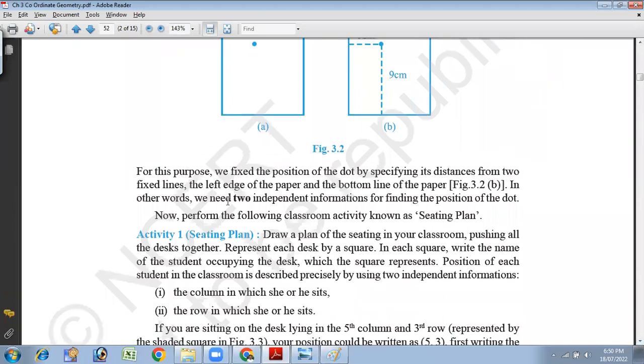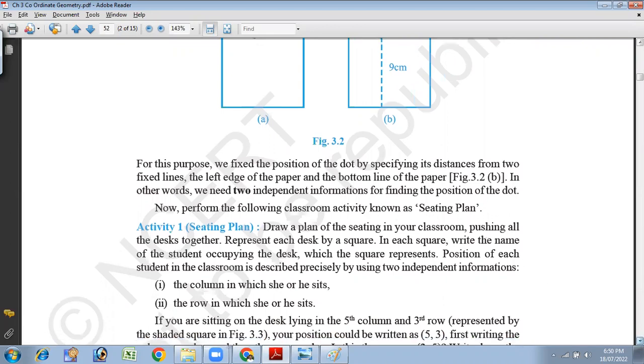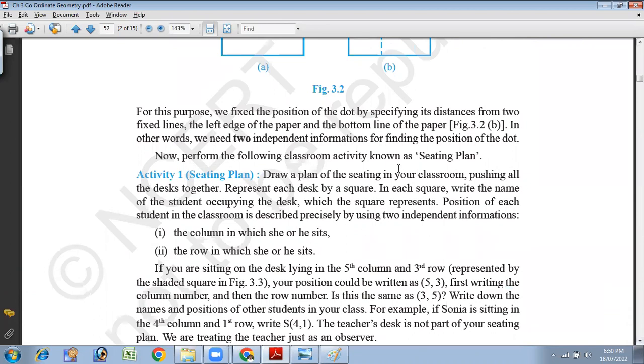So we need 2 independent information for finding the position of the dot. Now perform the following classroom activity known as sitting plan. Now see, your exam sitting plan, have you observed? In that also it is the same system. Okay, where was your location, where was the room location?